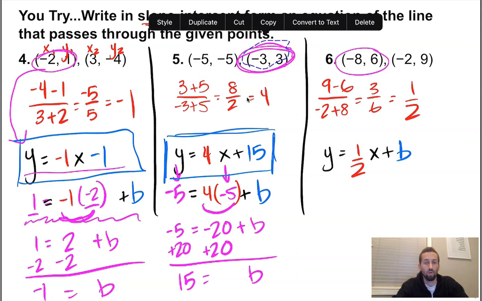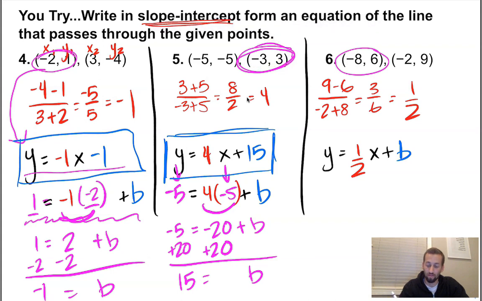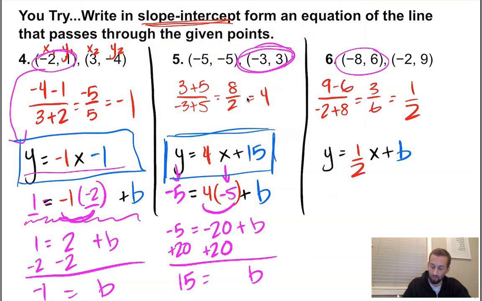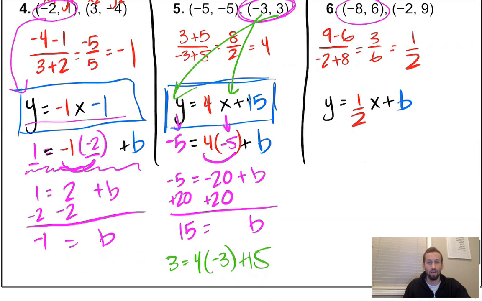Or if I wanted to double check, I could take these numbers, my 3's. Let me do a different color there. I could take this 3 and plug it in here, and this negative 3, sorry, I did it backwards. This 3, plug it in here, and negative 3, plug it in here, and the equation should work, right? Positive 3 equals 4 times negative 3 plus 15. And you could do the math there. Trust me, that does work. So again, you're seeing that this equation will work for both of these points at the top.